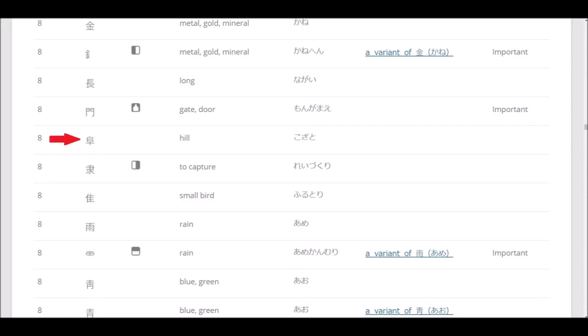Mongamae, gate or door. Kozato, hill. Reizukuri, to capture. Furutori, small bird. Ame, rain, very important. Amekamuri, rain, on the top. And it's kind of fitting for rain to be on top of a kanji because it's raining down on the kanji. Ao, which is blue or green. Ao again, which is blue or green. And you'll see the slight difference in the bottom portion of the kanji.